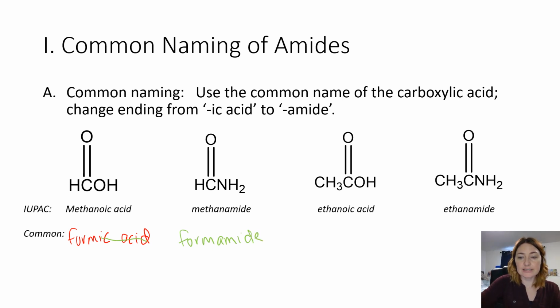All right, in our next example, we have ethanoic acid. The common name for ethanoic acid is acetic acid. Again, we are going to remove the ic acid and this becomes acetamide.